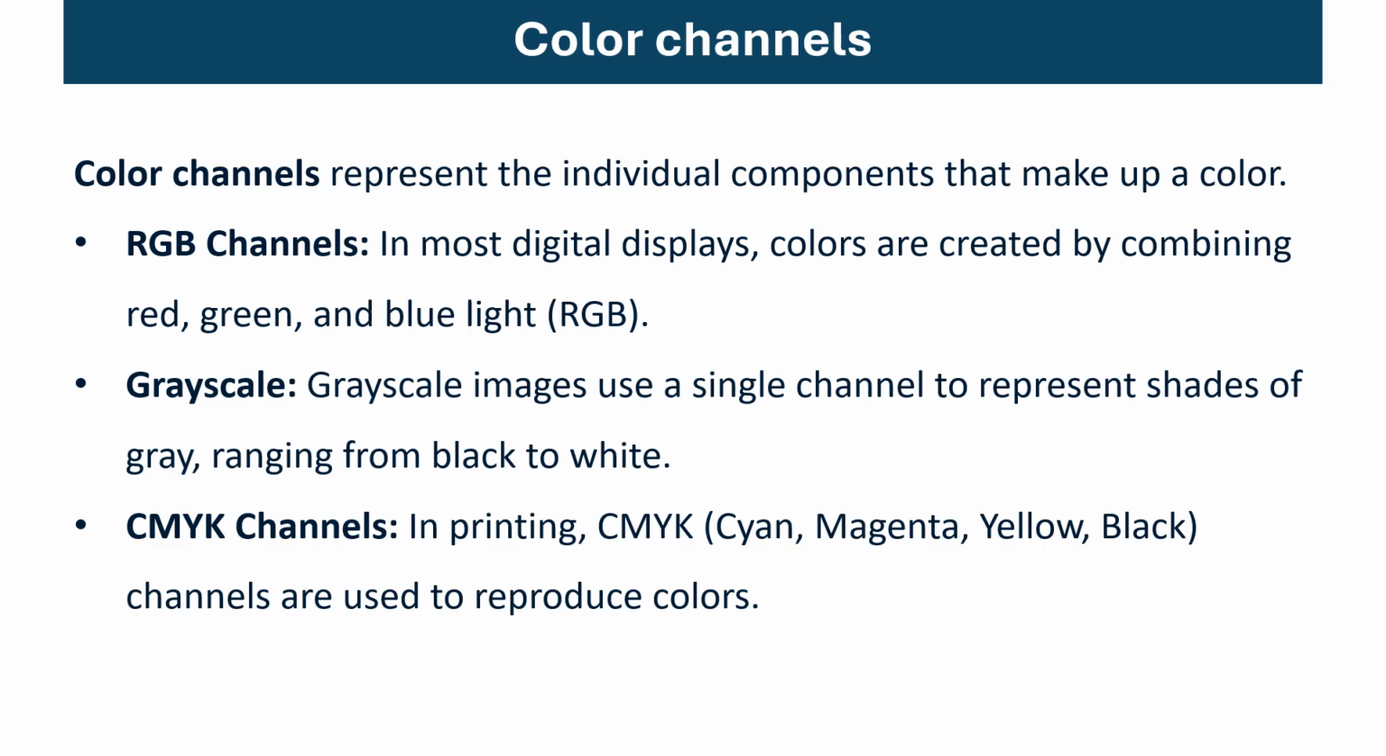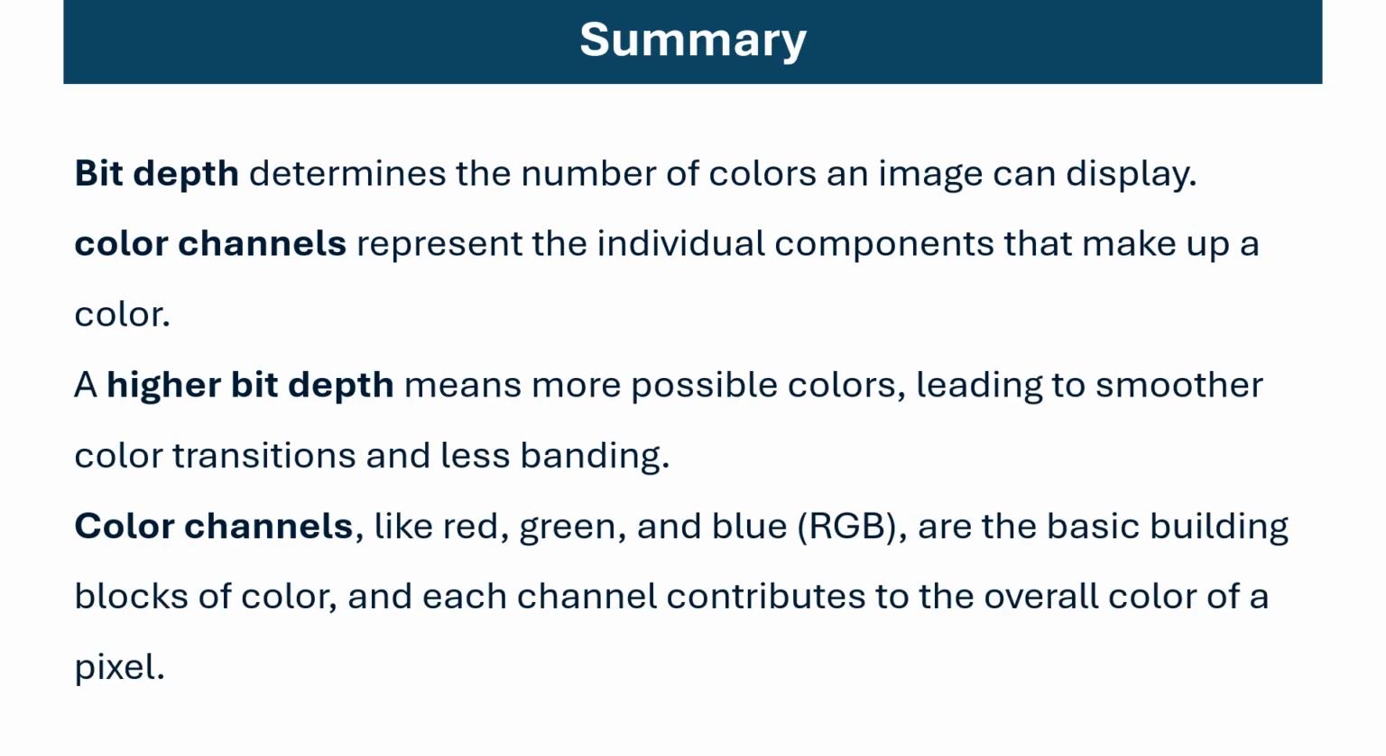All right. Bit depth determines the number of colors an image can display. So it can be 16 million colors, 1 billion colors, 16 billion colors or more. So it determines the amount of colors that a display can give. Okay, but the color channels represent the individual components that make up a color.